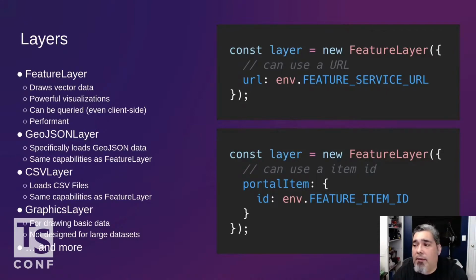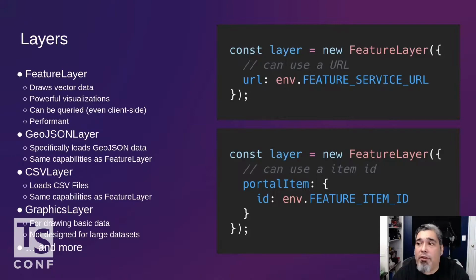Again, I mentioned before that we have graphics layers. Graphics layers are for drawing very basic data. They're not really meant to hold large data sets, but you can dump a whole lot of points or lines or polygons in there. But if you really want performance-based drawing in your app, you're going to be working with feature layers. And you can make client-side feature layers, which we'll take a look at in this workshop as well.